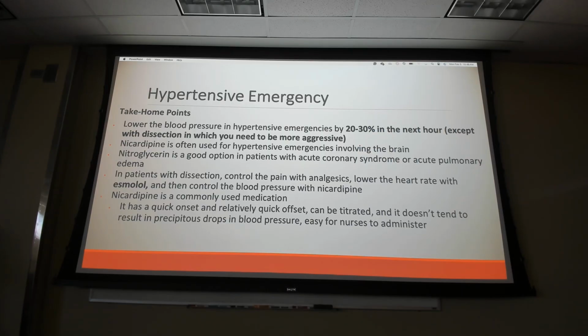Usually we have to lower the blood pressure in hypertensive emergencies by 20, no more than 30%. 30% is your absolute cutoff. Why do we have a cutoff of lowering blood pressure if it's super high? What if they come in with 230 systolic pressure? I can only reduce that by 30%. Is that true?